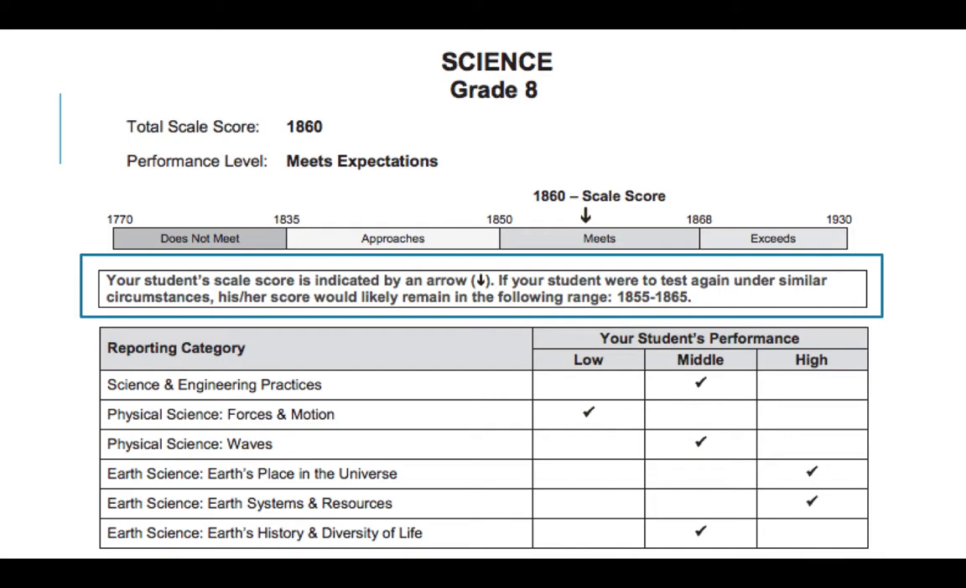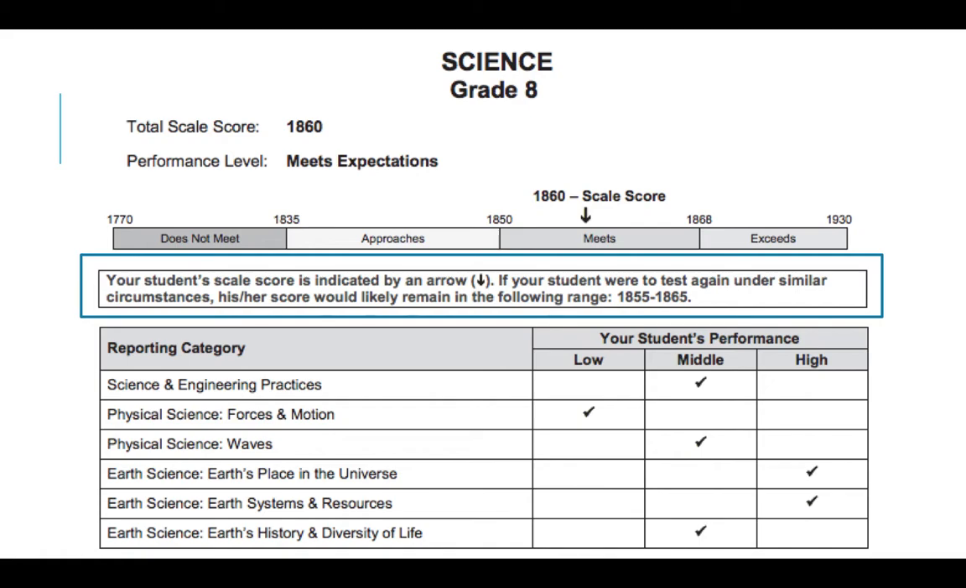Okay? So one thing to definitely point out here is this arrow. Your student's scale score is indicated by an arrow. Now, you should be asking yourself, oh my God, wait, what's a scale score? You know what? Right now, it doesn't matter. So what I want you to do is get used to seeing terms you're not familiar with, but not turning away. That doesn't mean you can't make sense of it.